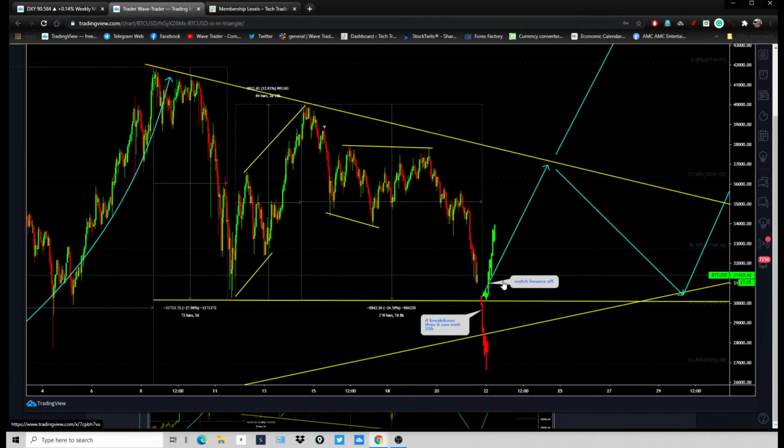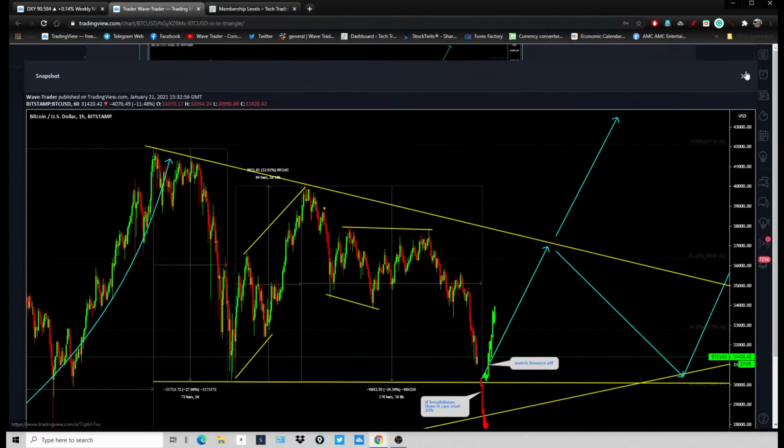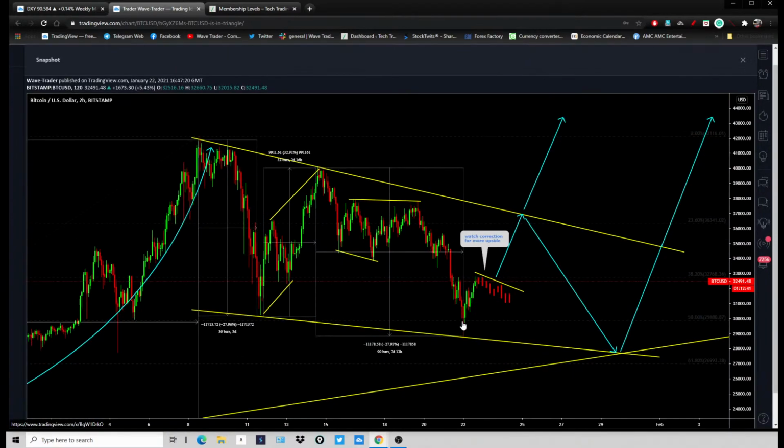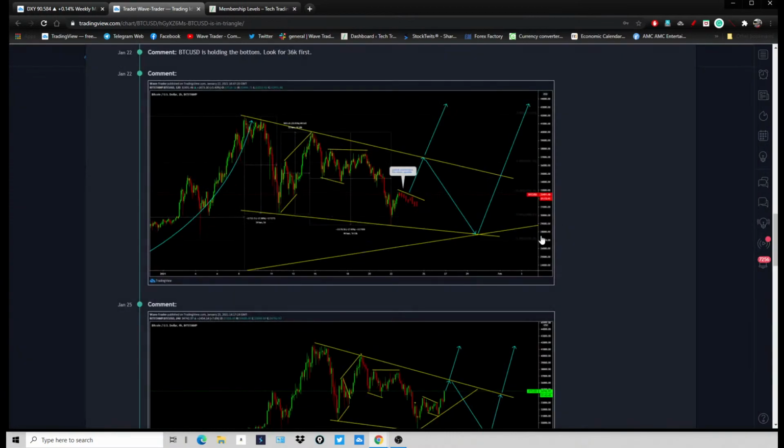There you can see those examples. If breakdown, then it can visit 25K. We haven't seen that breakout. What we have seen is a bounce off. That bounce off brought this pair back to the 38,000 mark. There you got the bounce off and then a correction, and it went back again.